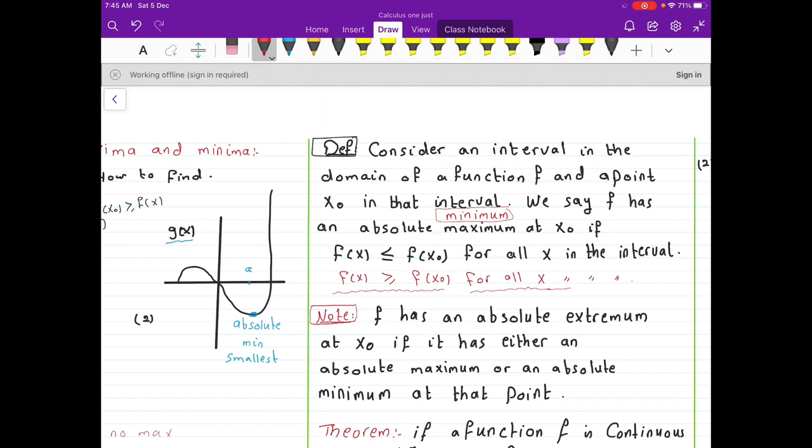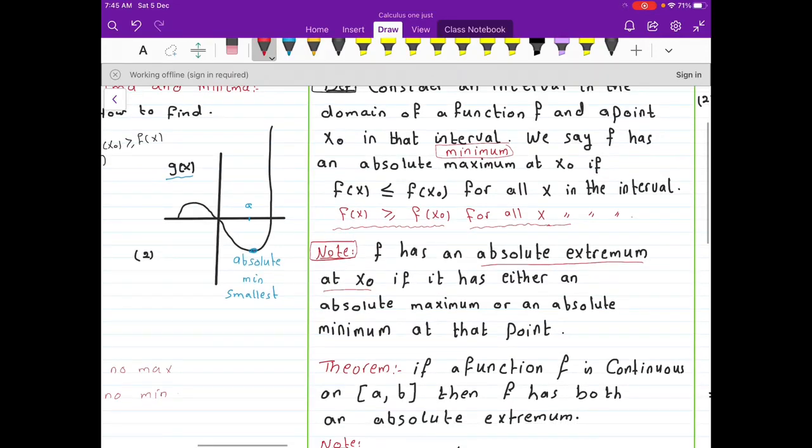When we say f has an absolute extremum at x naught, that means it has either an absolute maximum or an absolute minimum at that point. So if we are asked to find the absolute extremum, that means to find the absolute maximum or absolute minimum. If a function f is continuous on a closed interval, then f has both an absolute extremum.